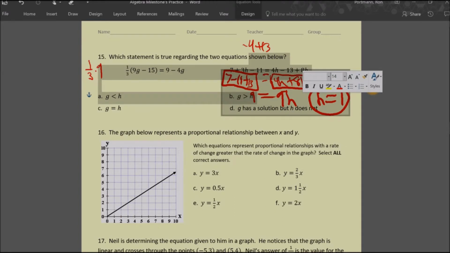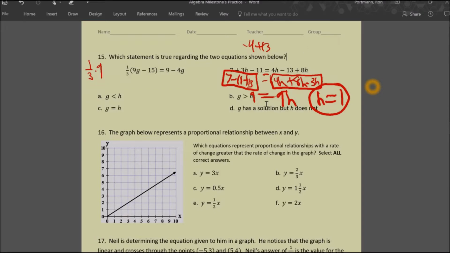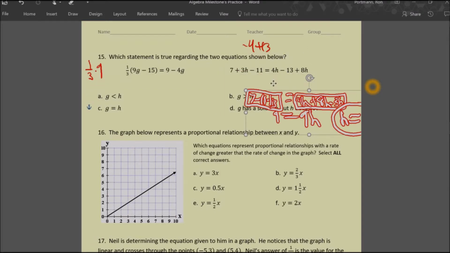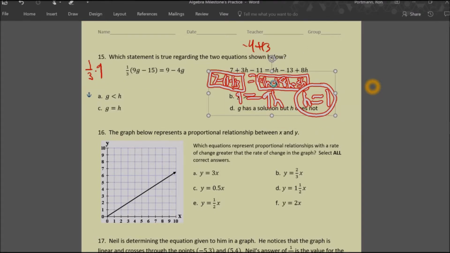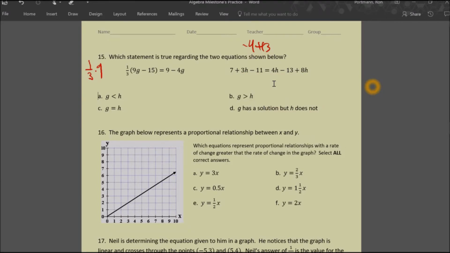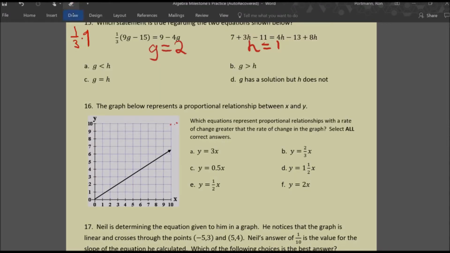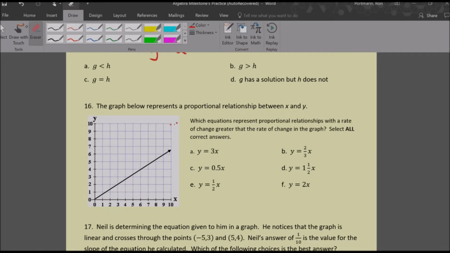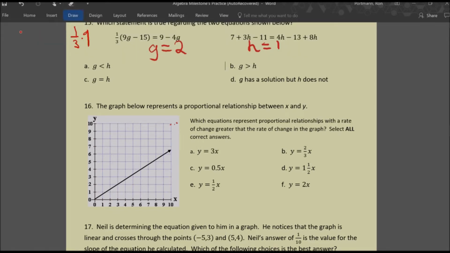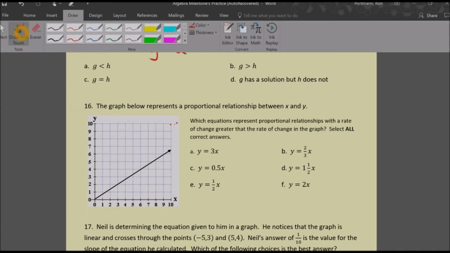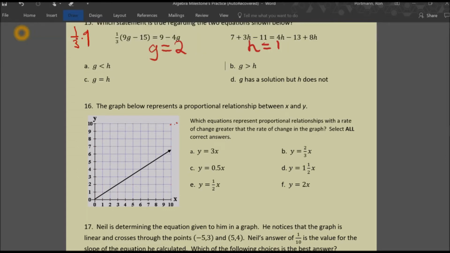So remember, we had g, which is 2, and h, which is 1. So we're going to figure out which one of these is the best answer here. Okay, so we determined that g is 2, and we did that by solving for g. It's a multi-step equation, and we determined that h was 1.